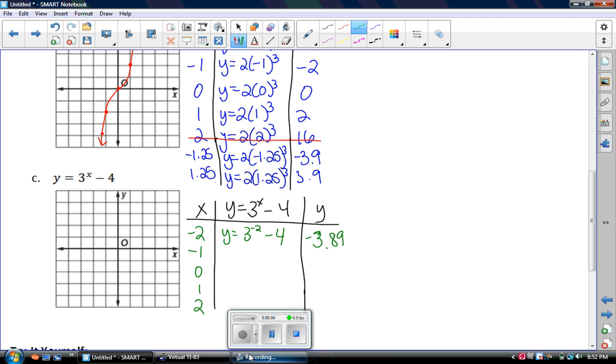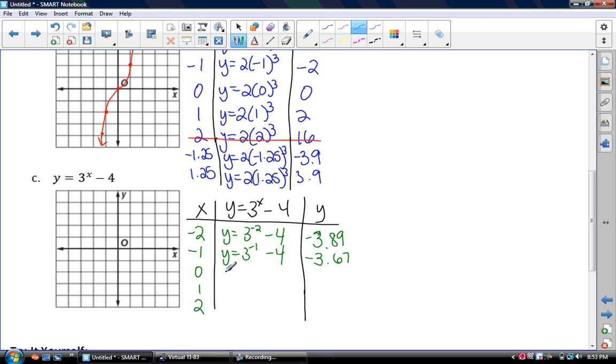And again, it doesn't have to be perfect. You're not going to be able to get it exact on the graph anyway. When x is -1, we have y equals 3 to the -1 minus 4. And again, you can put this in the calculator also. It should come out to -3.6 repeating. So we'll round that to -3.67.